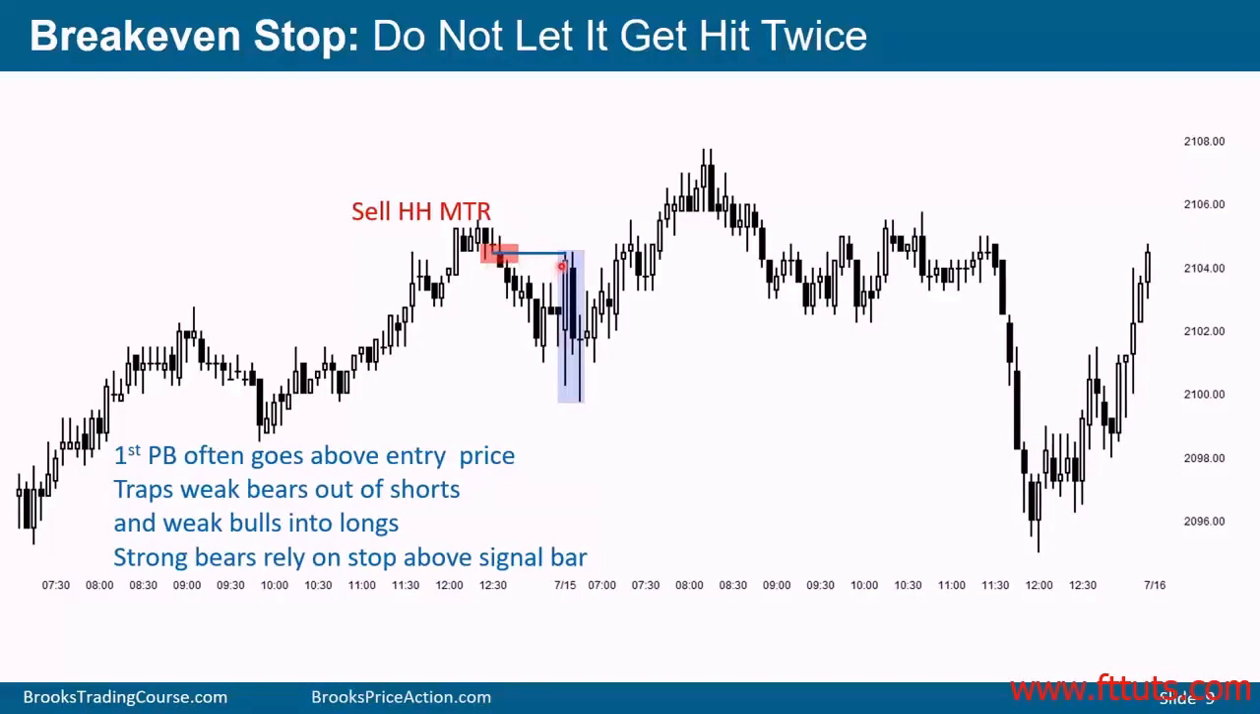And it's very common for the pullback to hit your entry price and stop you out if you have a break-even stop. Strong bears, if they're expecting a major trend reversal, they'll rely on their stop above the top of the bear trend, allowing for the possibility that this is simply a test of the breakout price, a test of the entry price, trapping weak bears out.